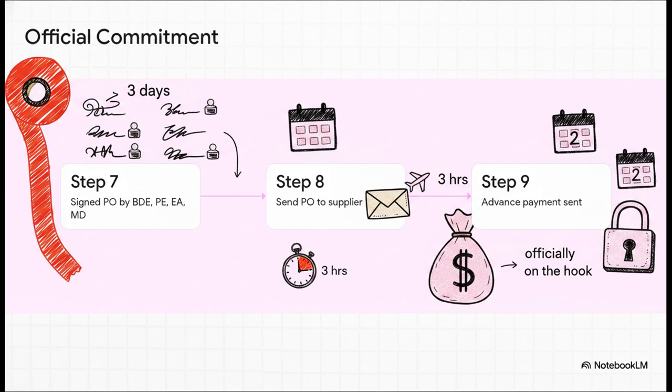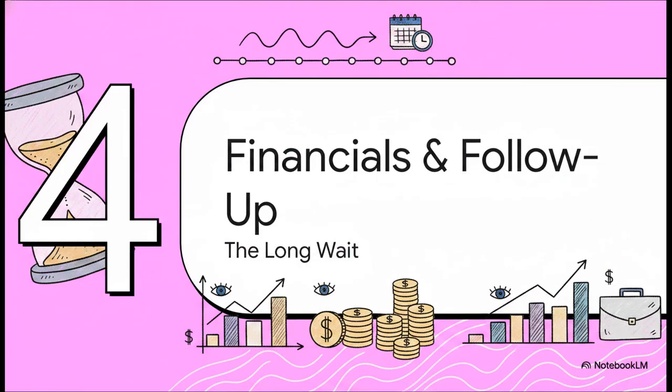Finally, Step 9 solidifies the whole deal. Within 2 days of sending the PO, the advance payment actually changes hands. At this point, the company is officially on the hook. And now we enter Section 4, Financials and Follow-up, the long wait.